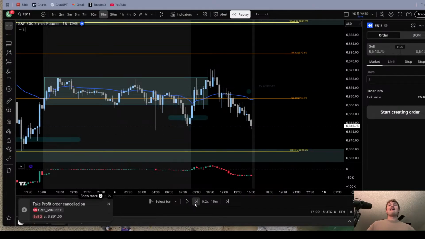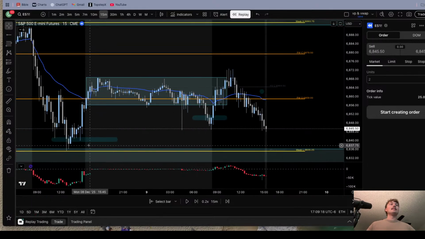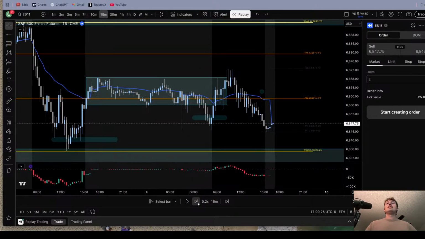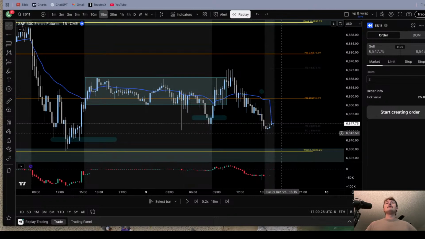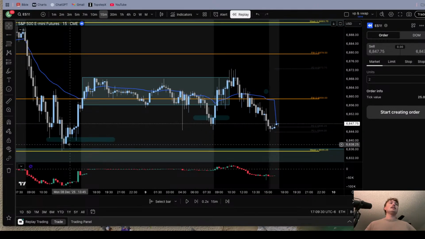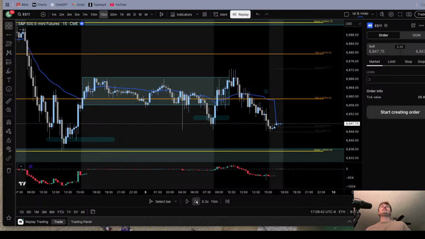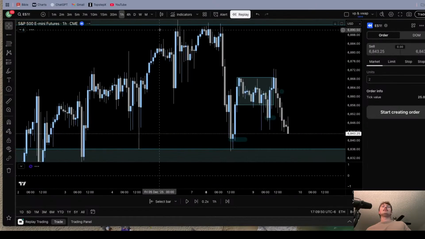Let's see. No, it's probably targeting this right here. Didn't hit it. Where are we at? Oh, we're at 5 already. So we never hit this down here, which is interesting, but we did hit this. Oh, wait, no, we didn't. No, we were close. We did not. Okay. Let's see what the 1 hour is doing right now.